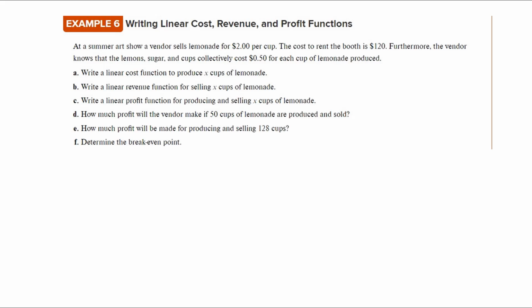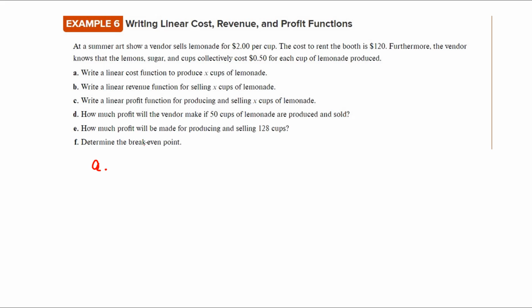Okay, I just wanted to run through this last part again since we kind of rushed through it in class. So we're talking about linear cost, revenue, and profit functions. At a summer art show, a vendor sells lemonade for $2 a cup. The cost to rent the booth is $120. Furthermore, the vendor knows that the lemons, sugar, and cups collectively cost 50 cents for each cup of lemonade produced. So write a linear cost function to produce x cups of lemonade.